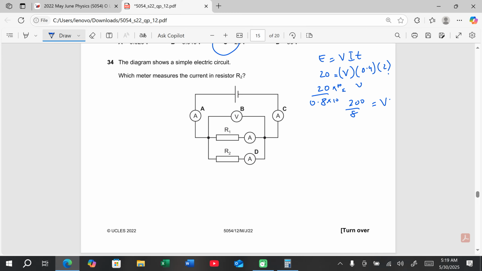The diagram shows a simple electric circuit which measures the current in the resistor R2. It is D because ammeter is always placed in series, and he is asking for the resistor R2, so it is going to be D.